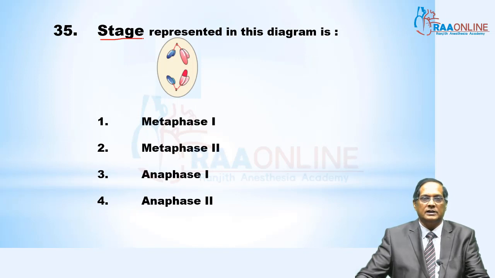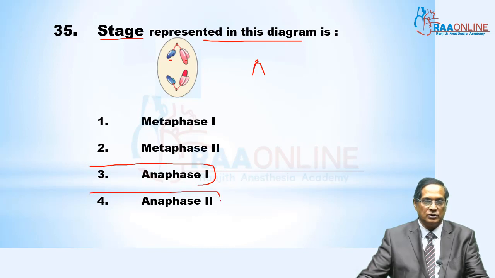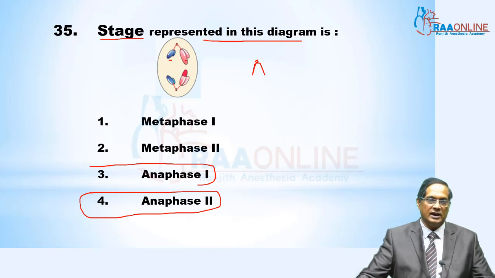35. This stage is represented in the diagram. See the chromosome. Each chromosome has one chromatid. That means the diagram is of anaphase stage. Anaphase 2, because two chromatids are seen in anaphase 1 in meiosis. So this diagram is actually of anaphase stage 2.